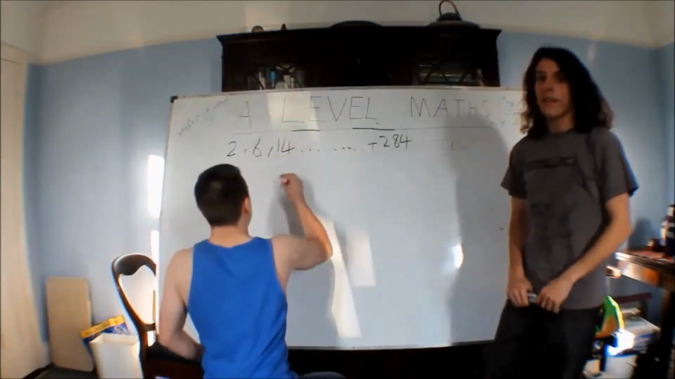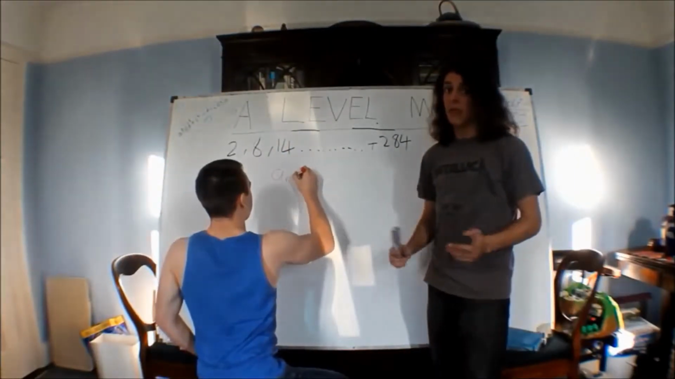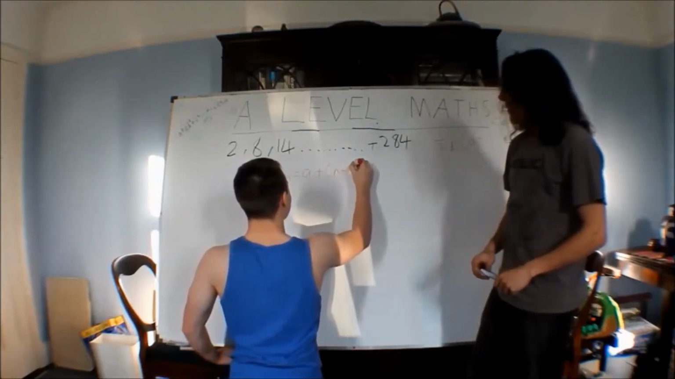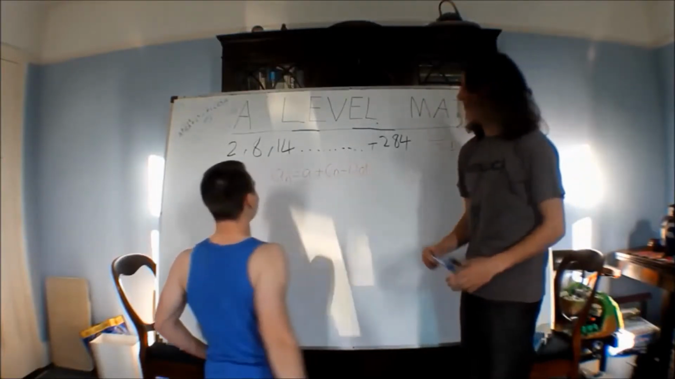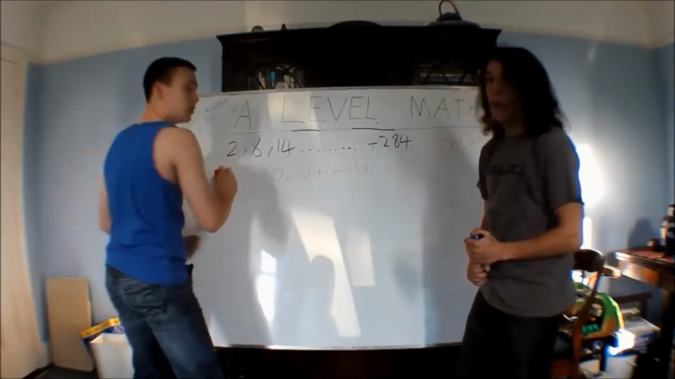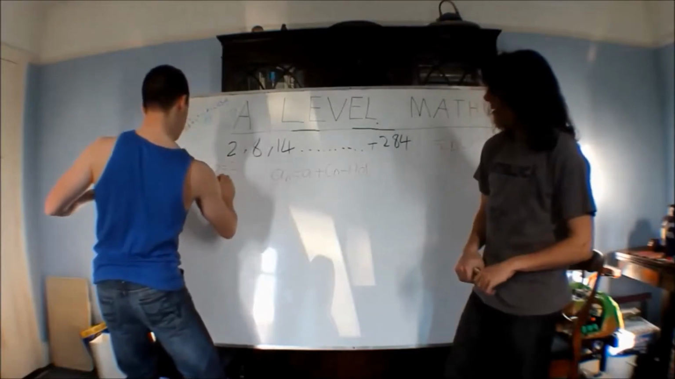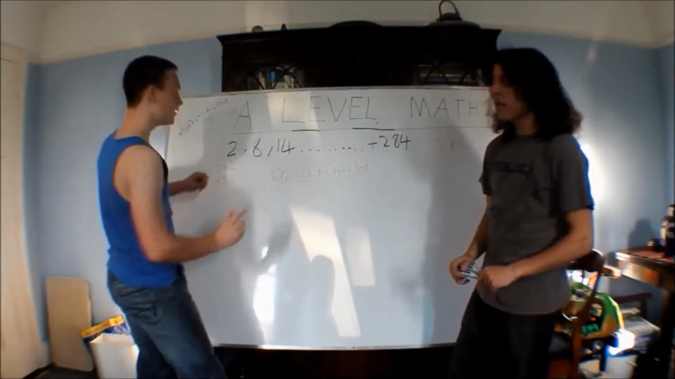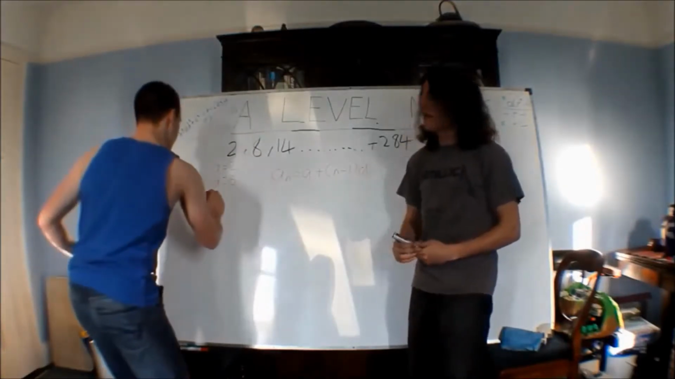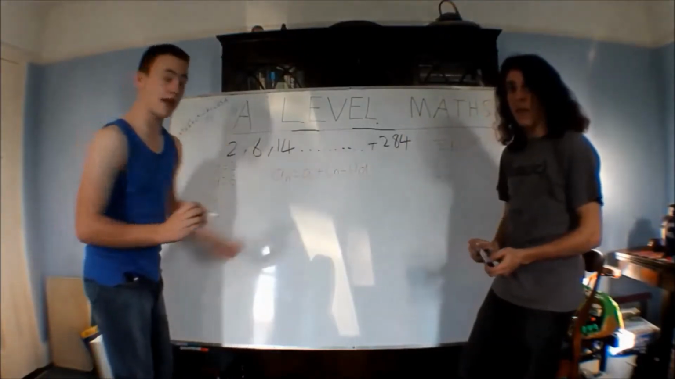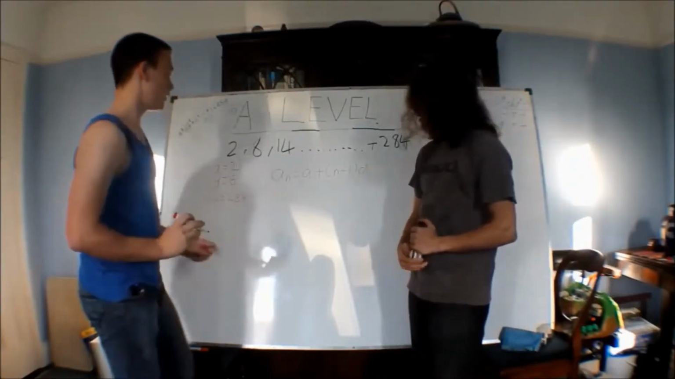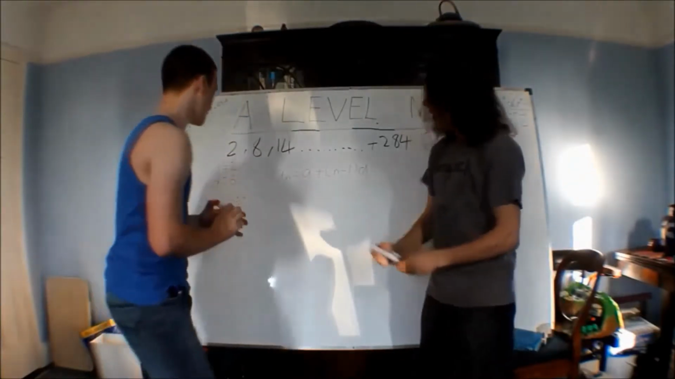Oh, I do. Yeah, we had a_n, which was a plus (n minus 1) times d. So we know a, and we know d. The first term a is 2, and d is 6. And we know a_n as well. That's 284. It's the last term. Oh, fantastic. So now I just need to formulate an equation and find n. Yes. Alright, let's do this.